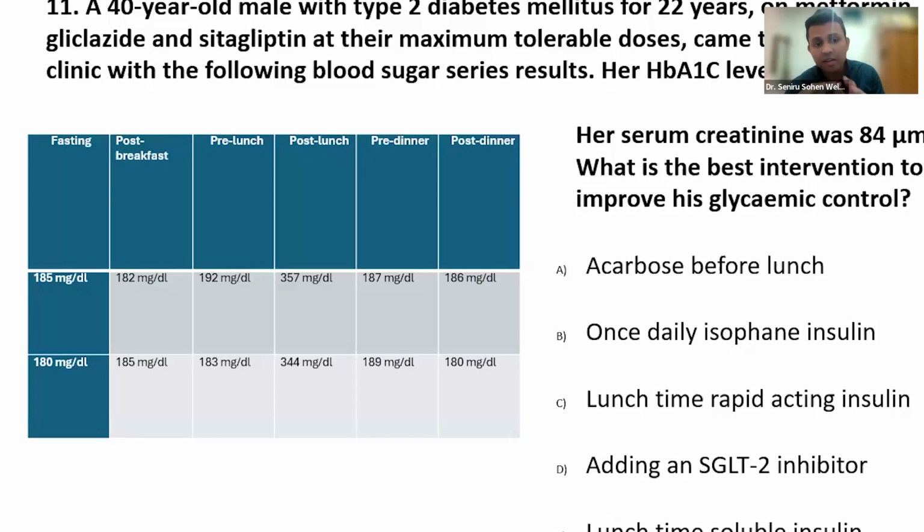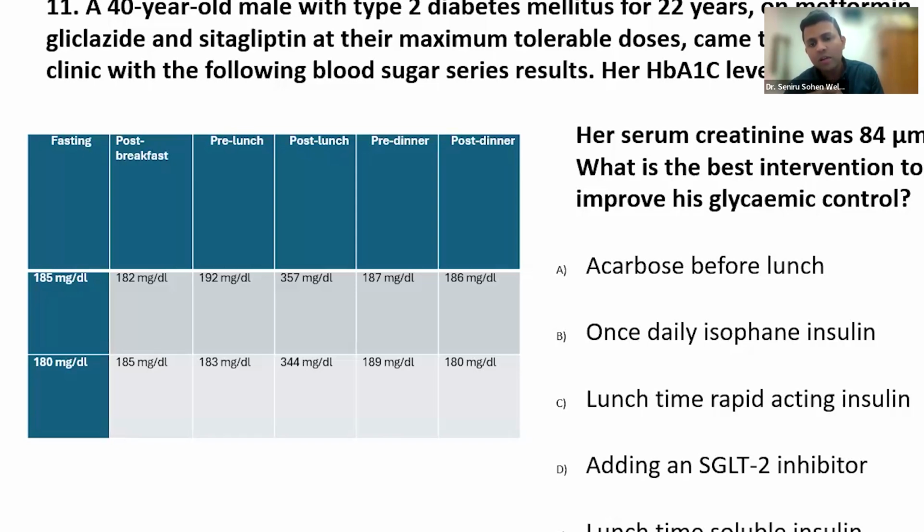It will result in control of most of these blood sugar series, but it will not help particularly with that post-lunch spike. Then we have two similar options, lunchtime rapid acting insulin and lunchtime soluble insulin. We will keep them apart. And adding SGLT2 inhibitors, yes, can be beneficial, but the HbA1c reduction is not that optimal with SGLT2. It's maximum about 0.5 to 1%, maybe in hopeful cases more than 1%. And it may be helpful here, but it does not particularly deal with the problem that we are having.